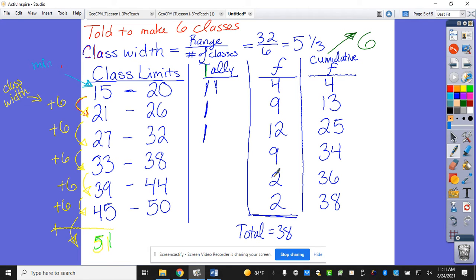So this whole process, all it did was group them for us. I could have given you this exact same problem, and instead of saying make 6 classes, I could have said use a class width of 6, and it would have done the same thing. I could have said use a class width of 7, and it would just change these numbers. If I give you the class width, it's less work.